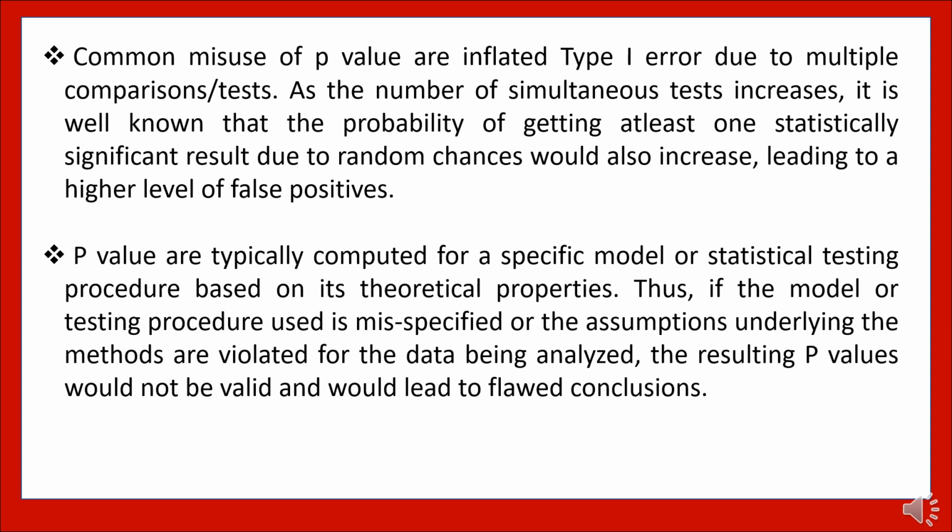Another common misuse of p-value is inflated type 1 error due to multiple comparisons or tests. As the number of simultaneous tests increases, it is well known that the probability of getting at least one statistically significant result due to random chance would also increase, thus leading to a higher level of false positives. Sometimes this misuse can be subtle and not obvious. For example, many basic science cancer studies include multiple experiments for which statistical analyses are conducted separately for each experiment with the same threshold level for p-values.